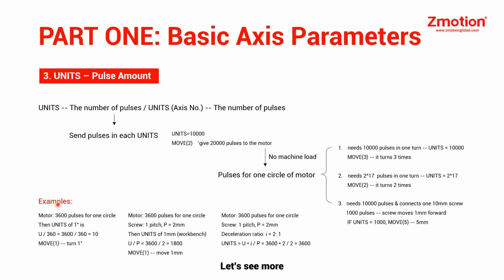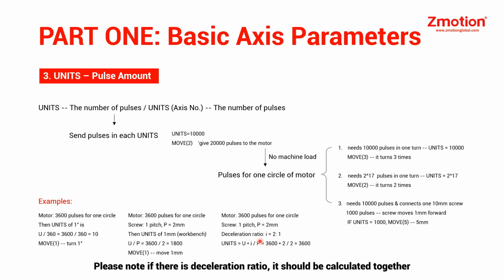Let's see more. Suppose the motor sends 3,600 pulses in 1 circle. Then units should be 10, and move 1 will send 10 pulses, turning 1 degree. Still 3,600 pulses, but here is a screw. The corresponding screw moves 1 pitch, 2 millimeters. At this time, units should be 1,800. So move 1 means the workbench moves 1 millimeter, sending 1,800 pulses.